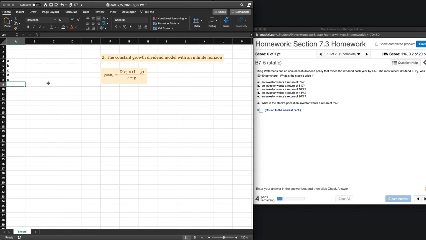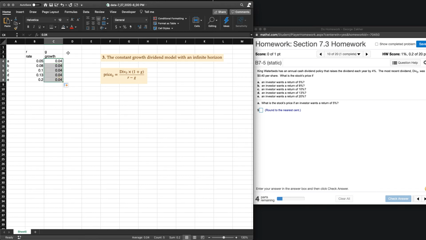So what do we know? We know our rates. Again, for part A, they want rates of 5%, 8%, 10%, 13%, and finally a 20% return, pardon me. Now our growth rate, because it's a constant growth rate, is 4%. That's our growth, or G, and it's not going to change, so that 4% will stay the same.